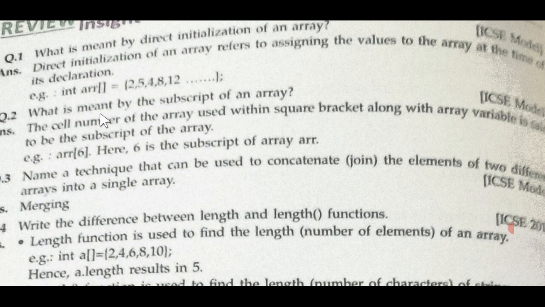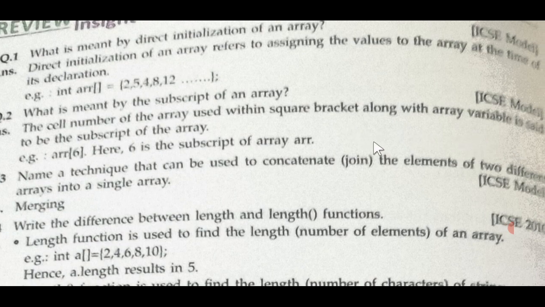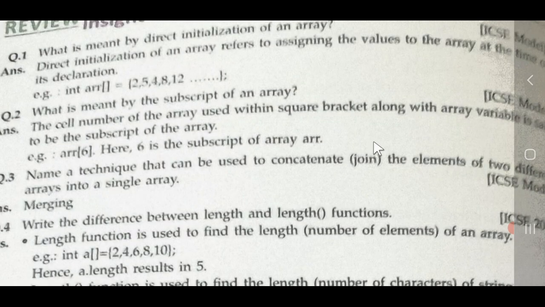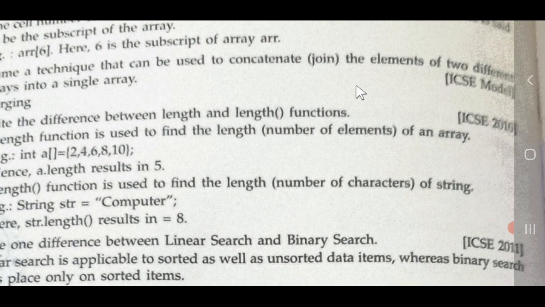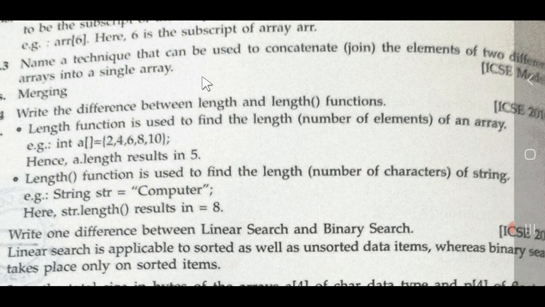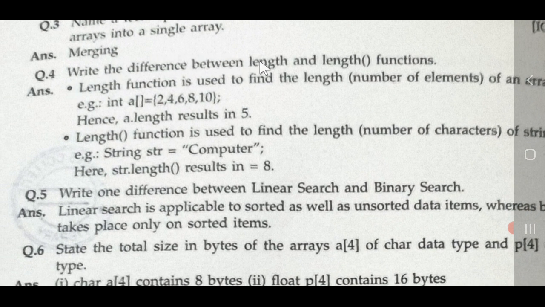Subscript of the array: it's the cell number of the array used within the square bracket along with the array variable to access the particular element of the array. So here ARR is the name of the array, and 6 is basically the index or subscript. Always remember that when I say ARR of 6, that means I'm talking about the 7th element of the array. Name a technique that can be used to concatenate or join the elements of two different arrays, that is merging.